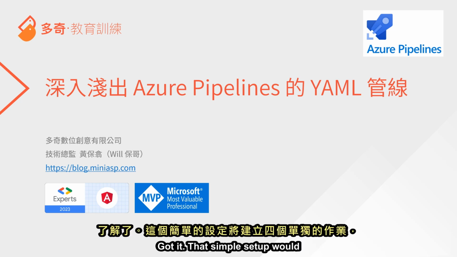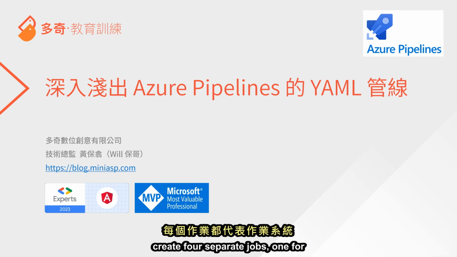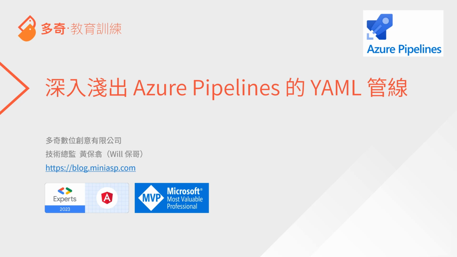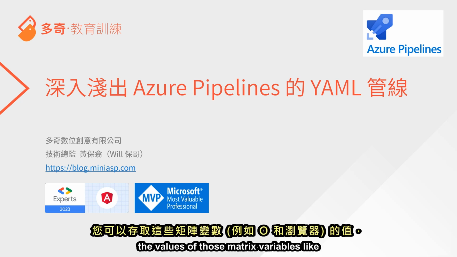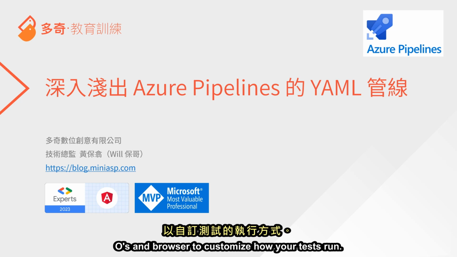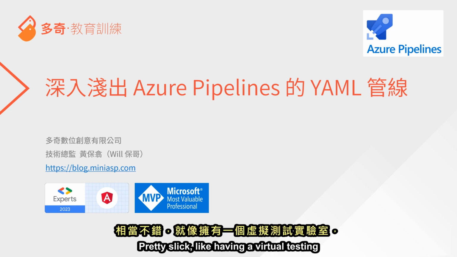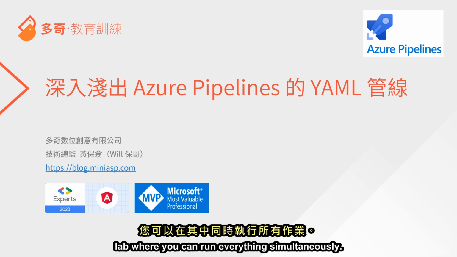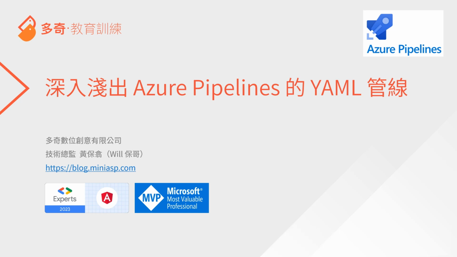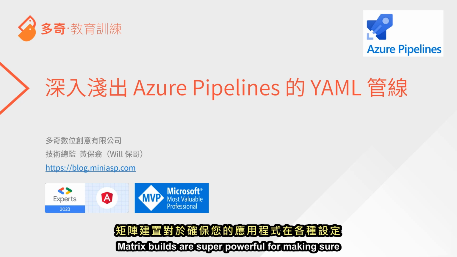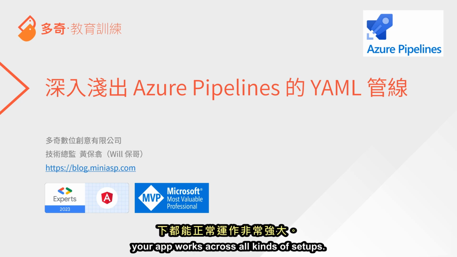Got it. That simple setup would create 4 separate jobs, one for each combination of OS and browser. And within each job, you can access the values of those matrix variables like OS and browser to customize how your tests run. Pretty slick, like having a virtual testing lab where you can run everything simultaneously. You got it. Matrix builds are super powerful for making sure your app works across all kinds of setups.